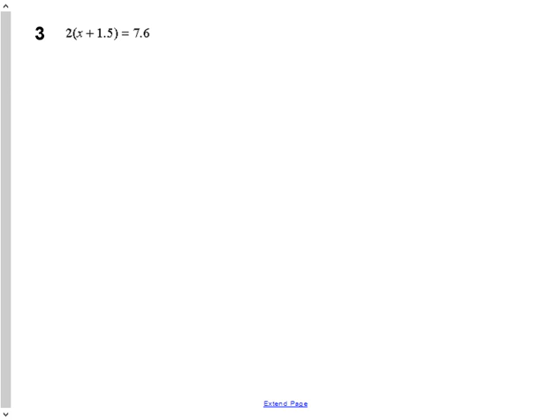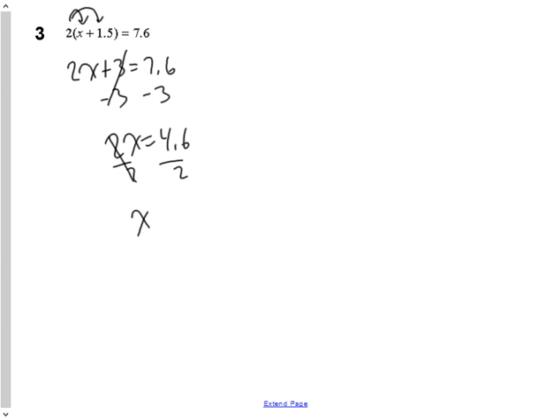Now we get into some simpler questions. Question 3 is just distributive property with decimals. I'll alternate ways. Expand using distributive property. You get 2x plus 3 equals 7.6. Subtract 3 and you get 2x equals 4.6. And finally, x equals 2.3. If you divided both sides by 2, you still end up with the same answer.